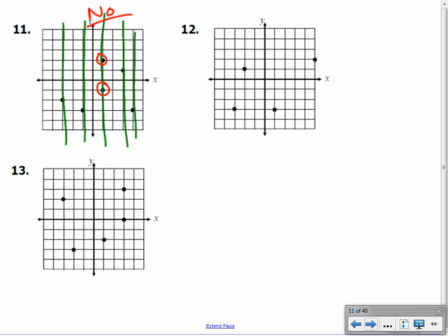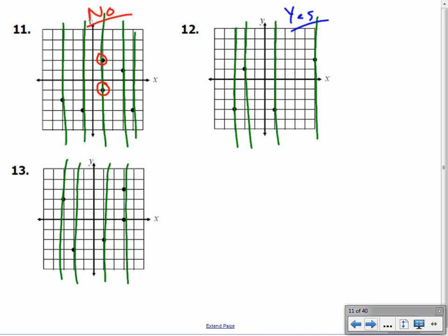So let's try another. Draw vertical lines. And here, each time, we only pass through 1 point. So this one's yes, it's a function. This one, number 13, we get into this issue again of passing through 2 points. So this one would be no. So that's what it looks like for a discrete graph.